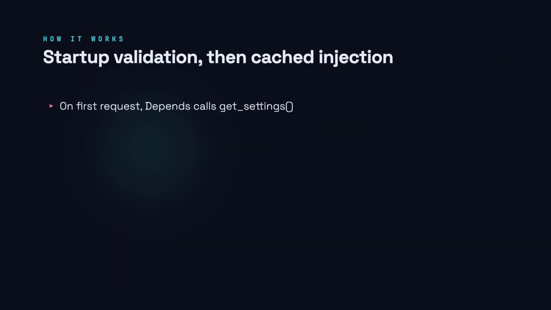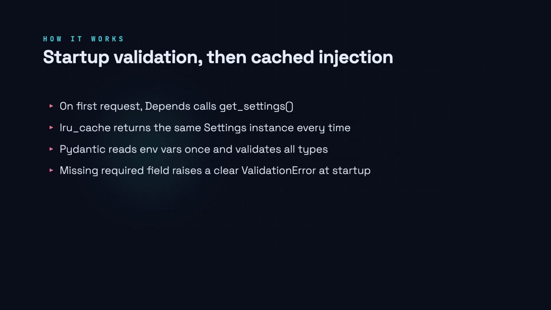When the first request arrives, FastAPI's dependency system calls get_settings. Because lru_cache wraps it, Python checks whether the function has been called before. On the very first call, it runs the body, constructing a settings instance, which causes Pydantic to read every matching environment variable and validate the types. If database_url is missing or debug is set to something that cannot become a boolean, you get a clear validation error immediately. Every subsequent call returns the cached instance in microseconds, so there is no repeated I/O and no performance penalty for injecting settings into many routes.